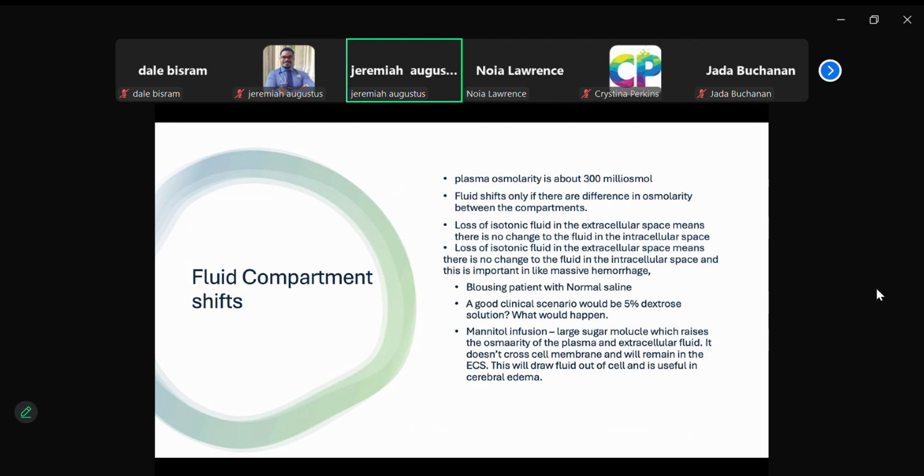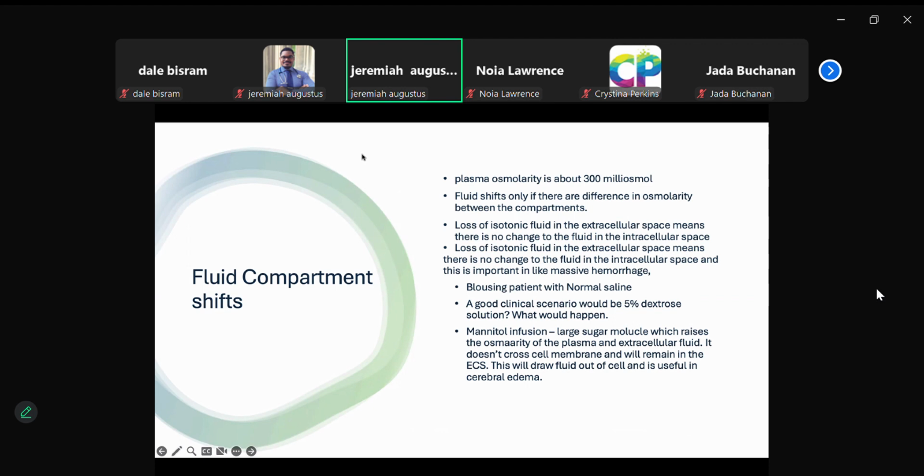All right. So when you're looking at plasma osmolarity, it's about 300 milliosmoles. You need to know that, because when you're going to give somebody resuscitation, for example dextrose or normal saline, you have to know the osmolarity of plasma and the osmolarity of that solution. If you give something with a different osmolarity, we're going to see what's going to happen, right? Fluid only shifts if there's a difference in osmolarity between the compartments.